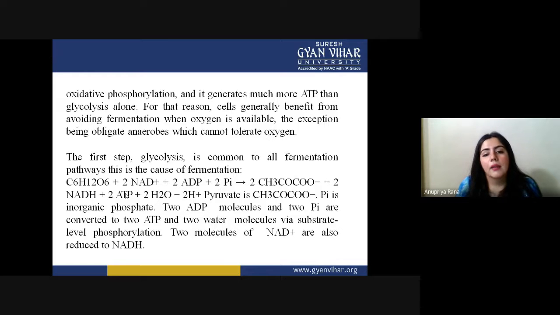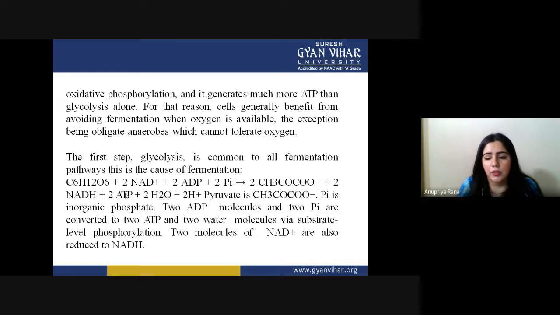The first step, glycolysis, is common for all fermentation pathways, whether aerobic or anaerobic. Here you can see glucose plus 2 NAD plus 2 ADP plus 2 phosphate, and that will be converted into lactic acid, then another 2 NADH, 2 ATP, 2 water molecules, 2 hydrogen, and that pyruvate will be converted into lactic acid.